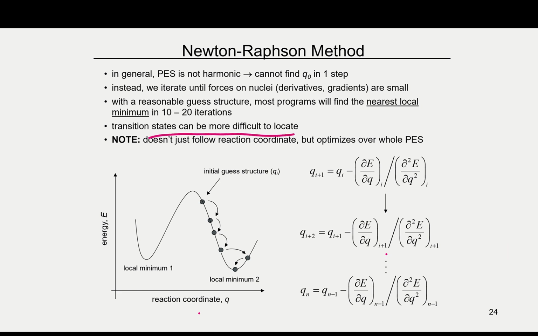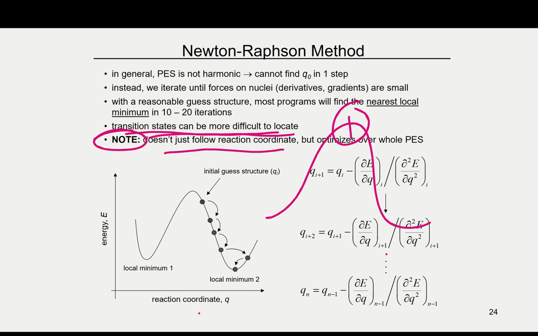Transition states can be more difficult to locate. For example, a transition state gives you a saddle point at a high energy, so this is difficult to locate. Therefore we say that transition states can be more difficult to locate. Note, and this is a very important note, it doesn't just follow the reaction coordinate but optimizes over the whole PES.